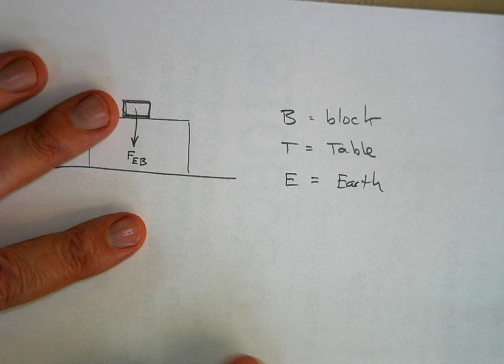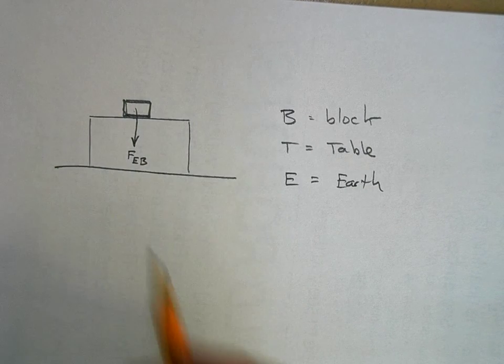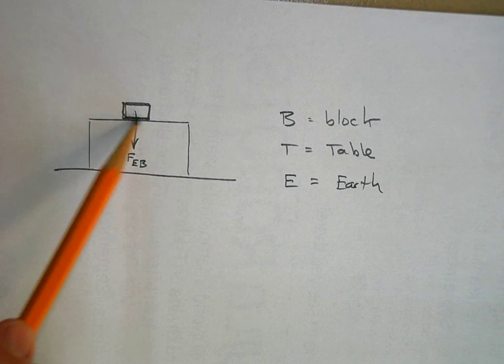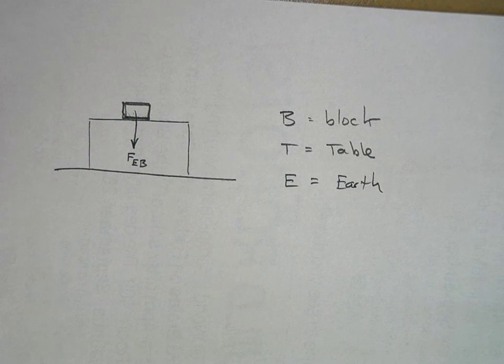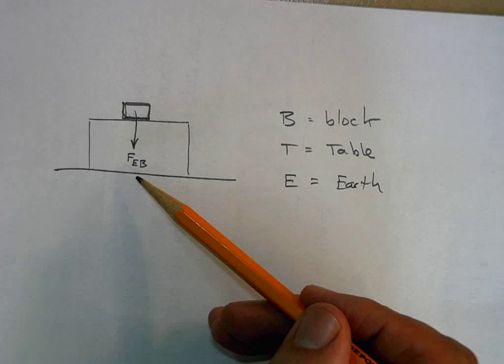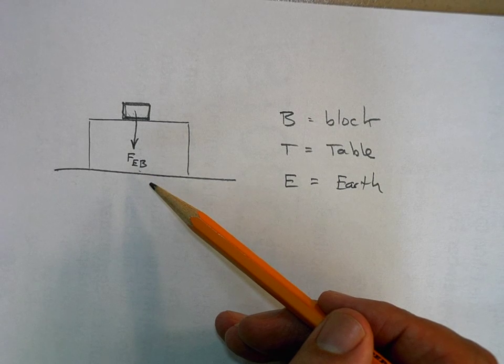This is getting slower. All right. Now, what did Newton's third law say? For every force on one object, there must be an equal and opposite force on another object. Well, this is the interaction between the earth and the block. So what does the block do?